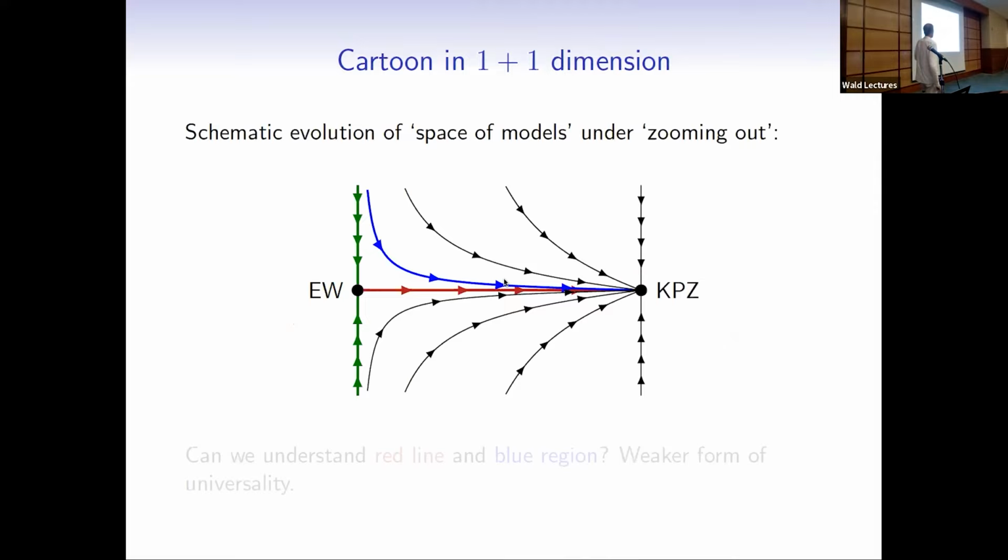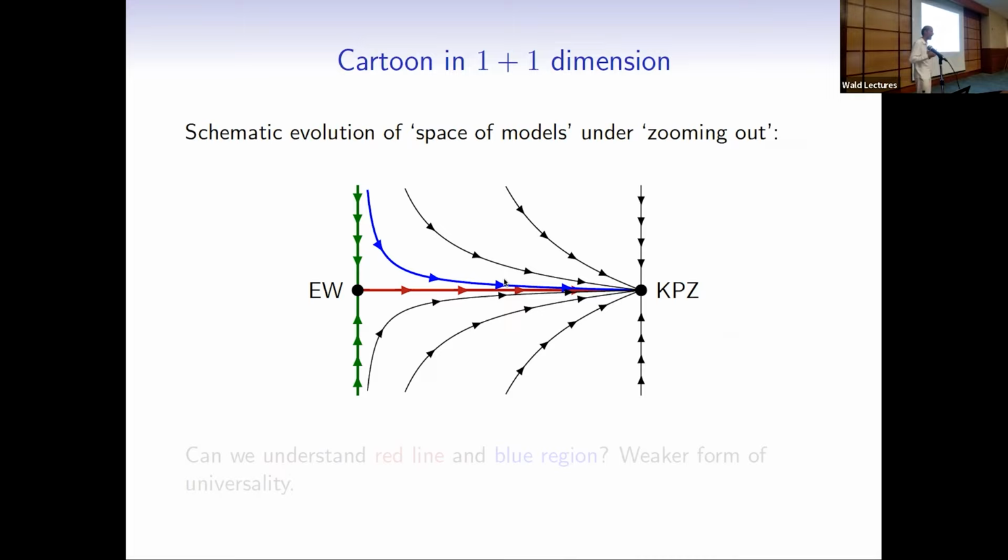Now, here is a sort of cartoon, right? So the two examples I gave you so far, we have these two possible scaling limits. The first one we scale to Edwards Wilkinson, the second one we scale to the KPZ fixed point. And the conjecture, which to some extent is a kind of theorem, is a very vague statement.